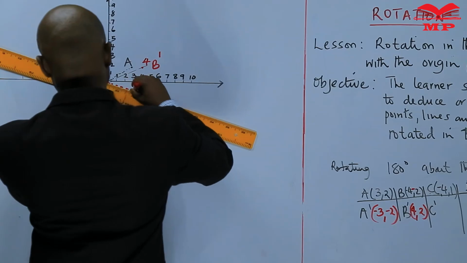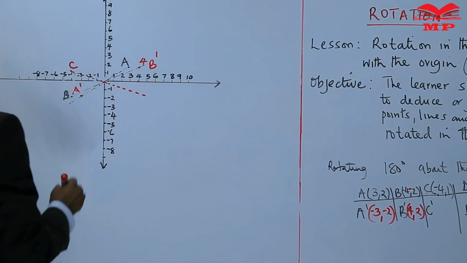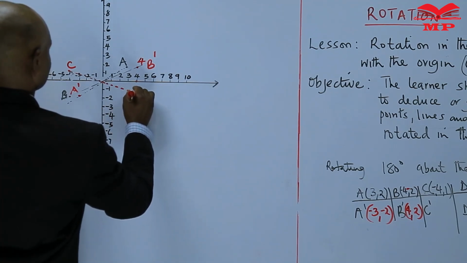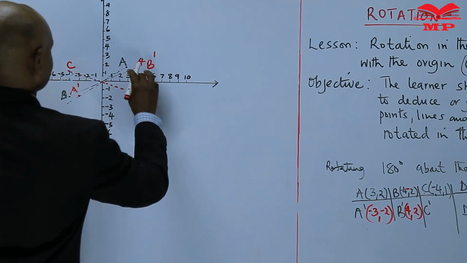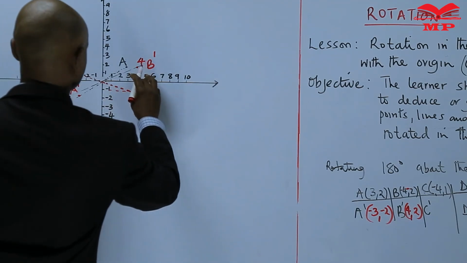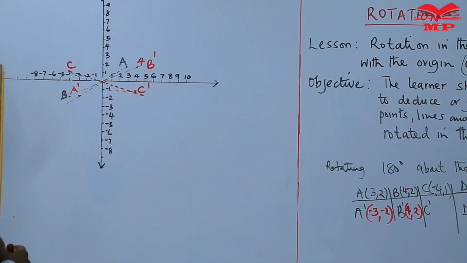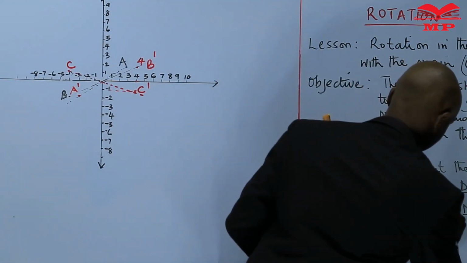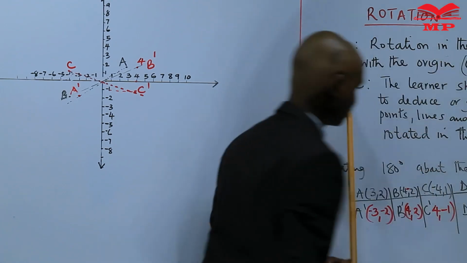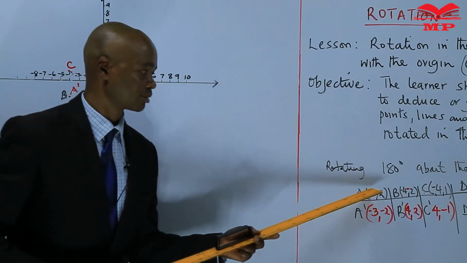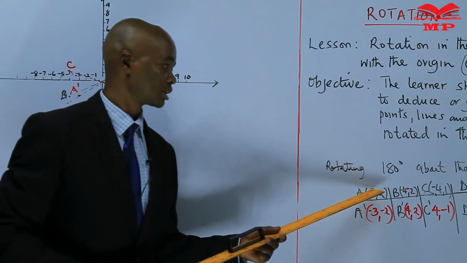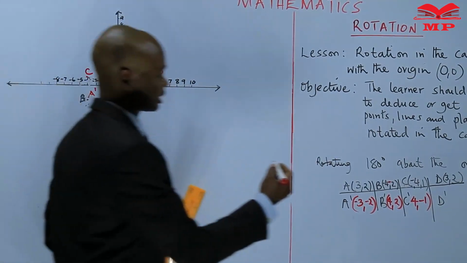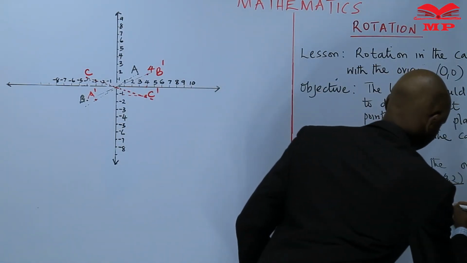A half turn, a clear half turn, we shall come and have C prime. It will be 4, -1. You realize what is now happening to the signs. The signs change. If it is positive, it is negative. So without even going far, you can confidently write here what?